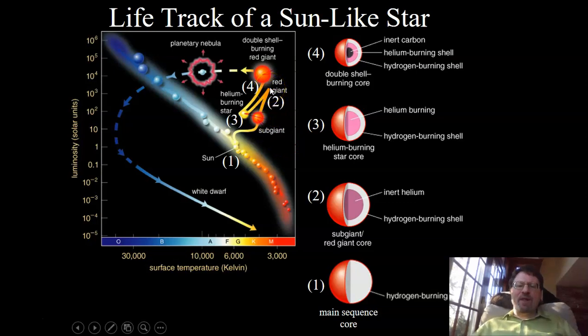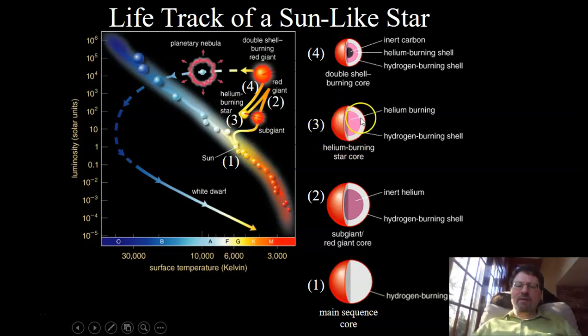You have the helium flash at the tip of the red giant branch, and it goes down to the helium burning stage on the horizontal branch. That's step three. And here we see that helium is now fusing into carbon in the core. Around that, you have hydrogen fusing into helium, and the inert gas surrounds that core. So you have a single shell here.